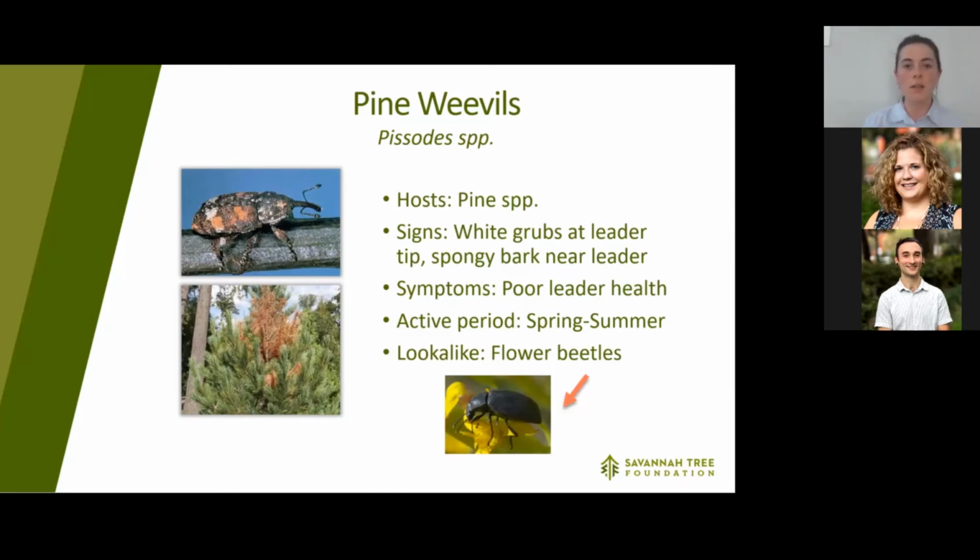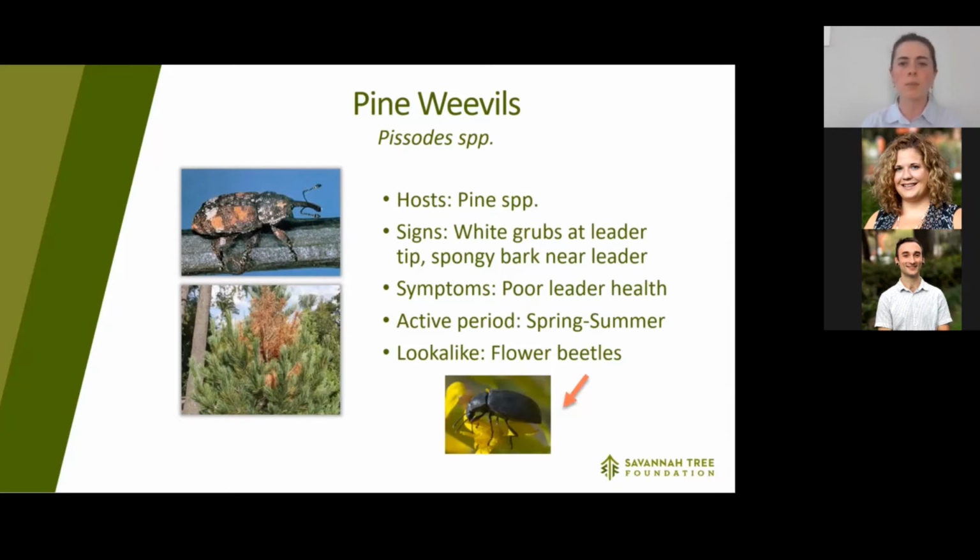The signs would be white grubs at the leader. A leader of a tree is the dominant upright stem on a tree. Normally on a pine tree, you'll see this pyramidal shape, and there is typically one branch that is higher than the rest that is called the leader. And so sometimes on younger trees, you'll see white grubs at the leader, at the tip, and you'll see spongy bark near the leader as well.